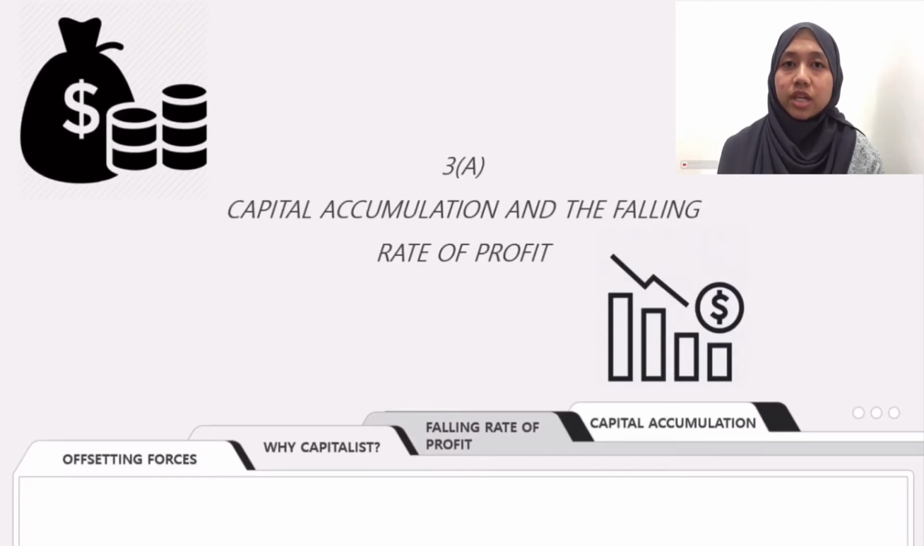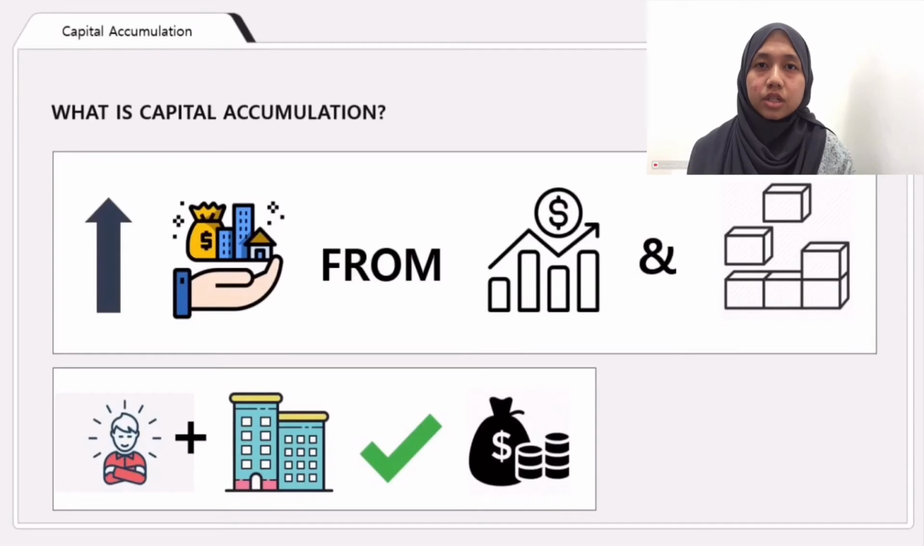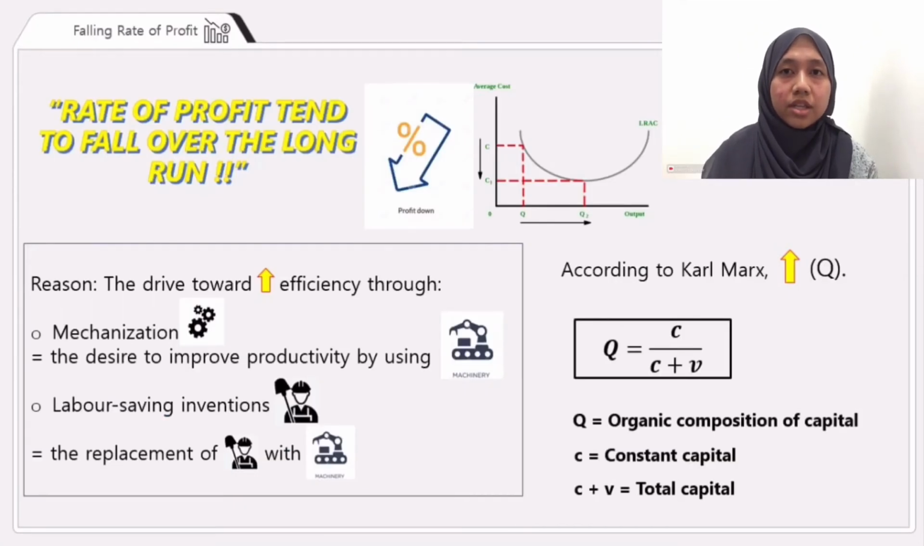I would like to touch on 3A, the capital accumulation and the falling rate of profit. What is capital accumulation? Capital accumulation refers to an increase in assets from investment or profits and is one of the building blocks of a capitalist economy. Individuals and companies can accumulate capital through investment. According to Marx, the rate of profit P prime received by capitalists will tend to fall over the long run. Among the reasons is the drive toward increasing efficiency through mechanization and labor-saving inventions. Mechanization is the desire to improve productivity by using machinery, while labor-saving invention is the replacement of labor with machines.